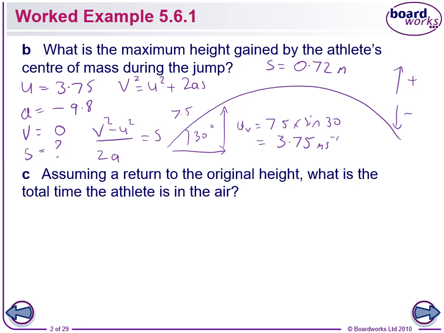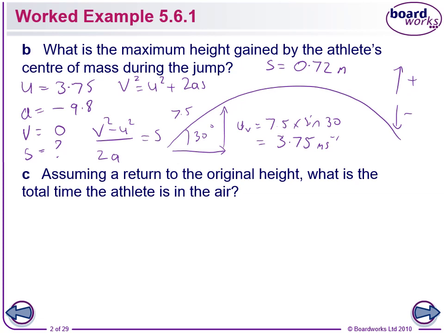So, again, the best way to do these: draw up your diagram, make sure you know which direction is positive and which is negative, write down what you know and what you want to know, then find a formula that uses those letters. All right, they're your steps. Okay, next. Assuming a return to the original height, what is the total time the athlete is in the air?